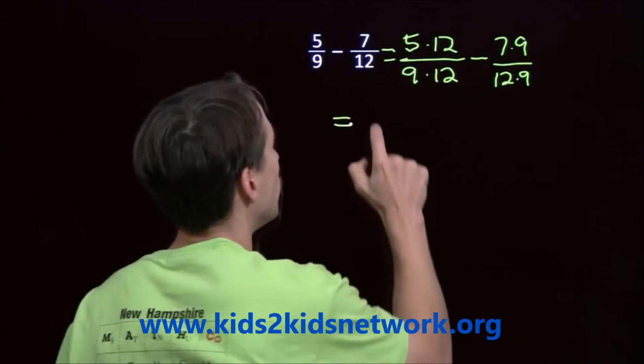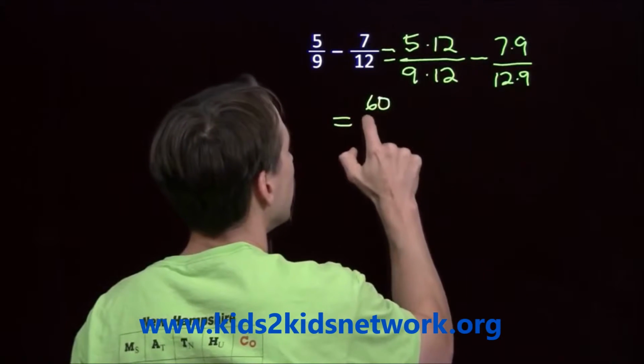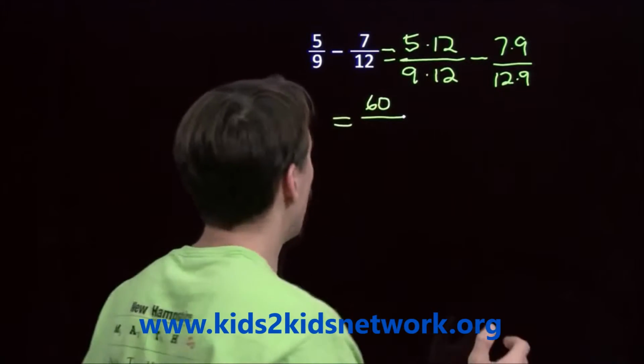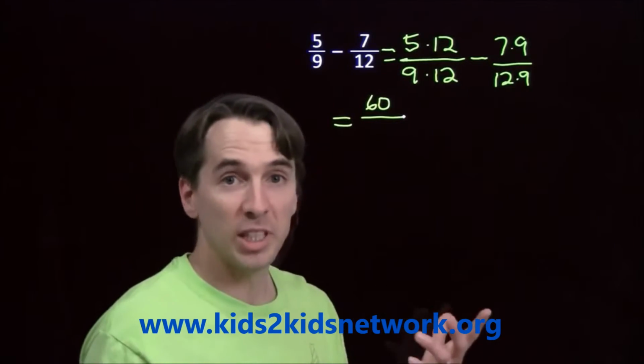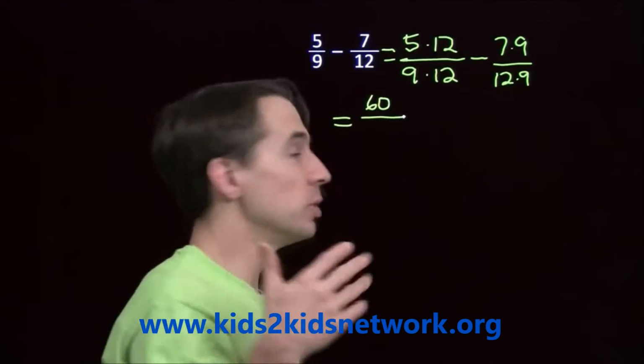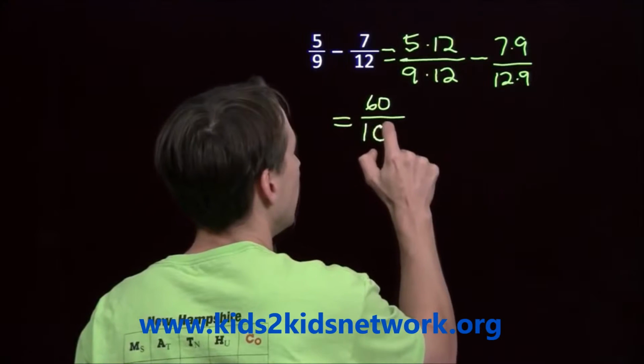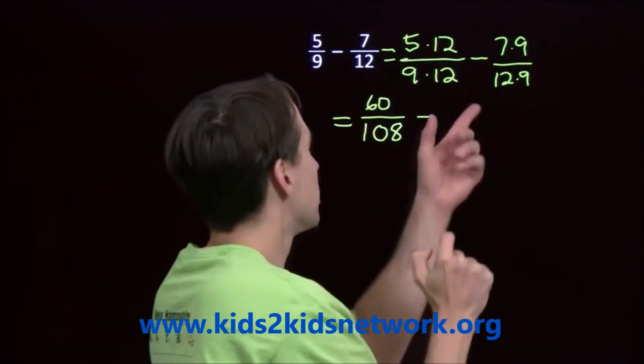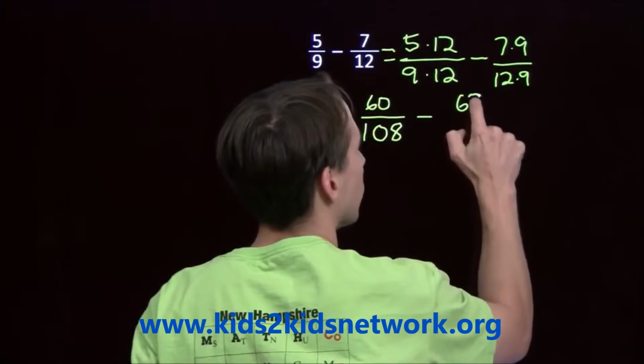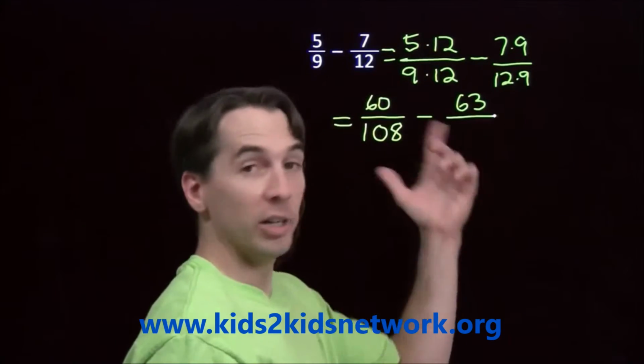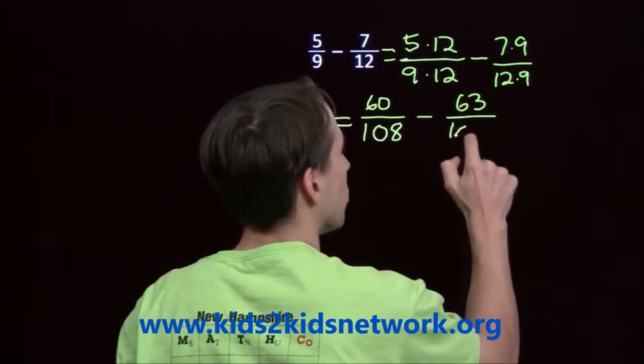And here we have 5 times 12 is 60. 9 times 12, that's 108. You see it as 9 times 10 is 90. 9 times 2 is 18. Add those together, you get 108. 7 times 9 is 63. 12 times 9, we already did that. It's the same as 9 times 12.